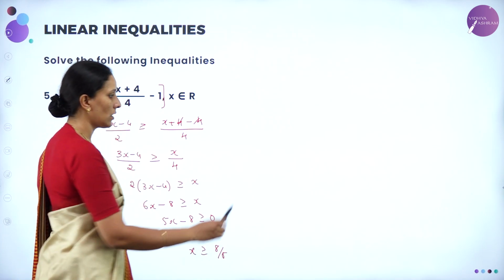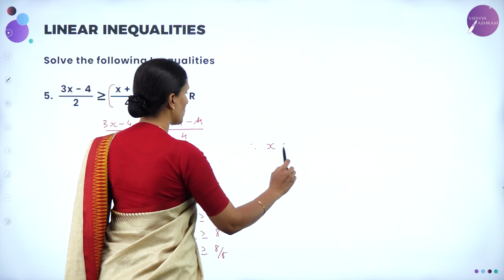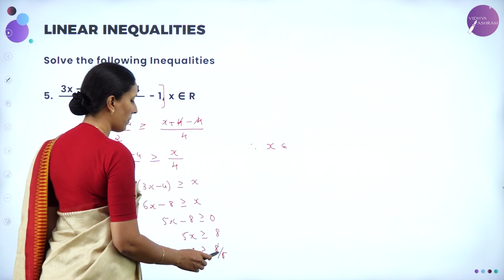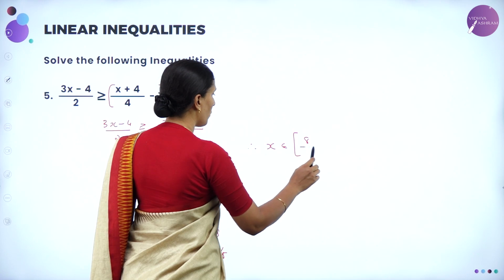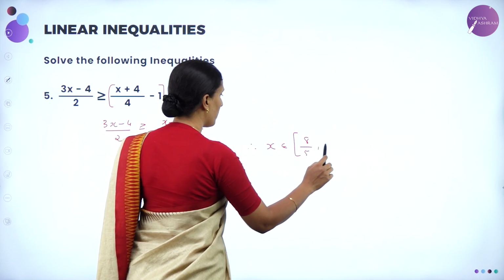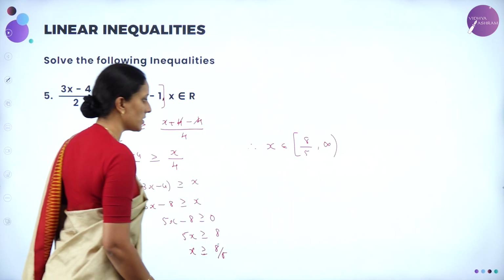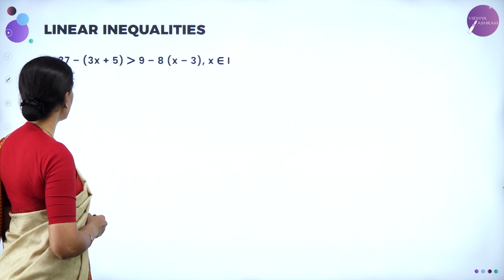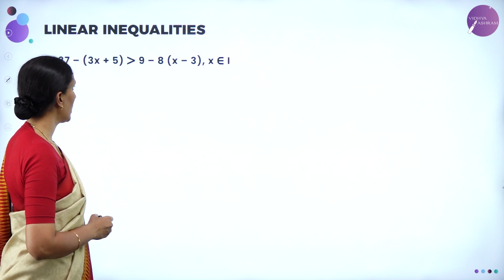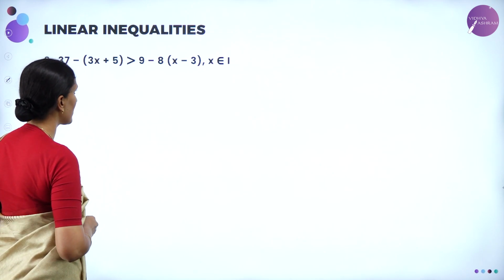Therefore, the solution set is x belongs to, since it is equal to 8 by 5, all the numbers after 8 by 5 will act as a solution. So, we will write a big bracket or a closed bracket to represent the solution set since it includes 8 by 5. Next, 37 minus 3x plus y greater than 9 minus 8 into x minus 3.